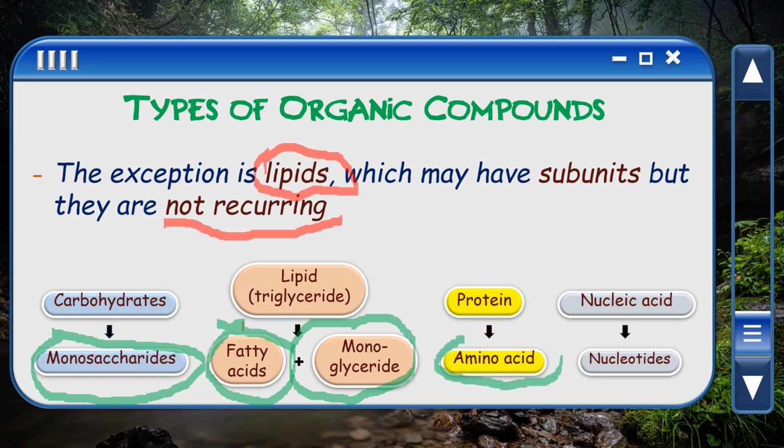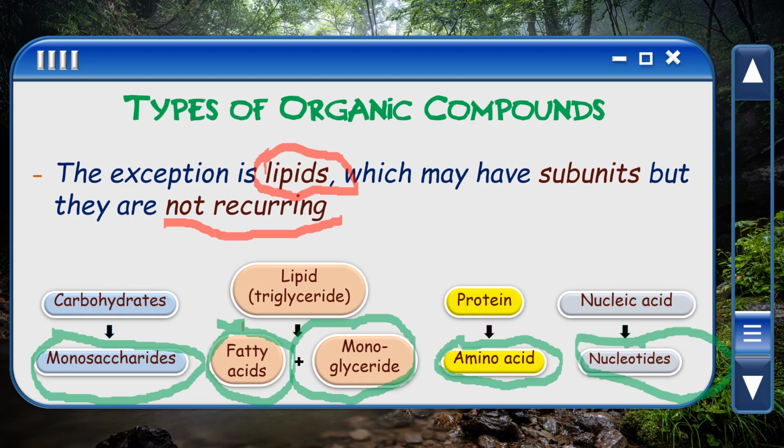Proteins are made up of amino acids, and amino acids are reoccurring. An amino acid connected with an amino acid, connected with an amino acid to form a protein. The same applies with the nucleotides. Nucleotides connected to a nucleotide, connected to a nucleotide, connected to a nucleotide, meaning that they are reoccurring. And when they are reoccurring, they form what we call the nucleic acids.